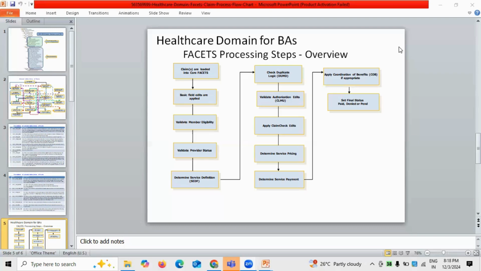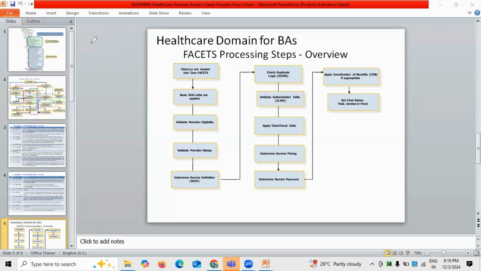Yes, yes. Now, these are the steps we normally follow when it comes to Facets itself. This is a high-level process I'm explaining, so that you will have an idea of it. The first one is about whenever a claim comes, for example, from a provider company. What does the provider company do? The provider company submits a claim, generally through 837. I already explained that part to you.